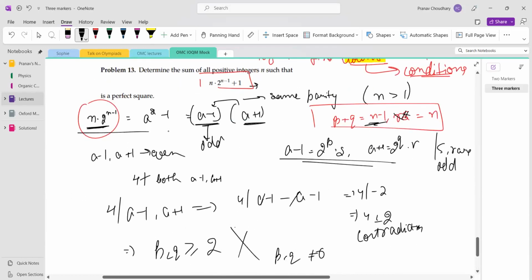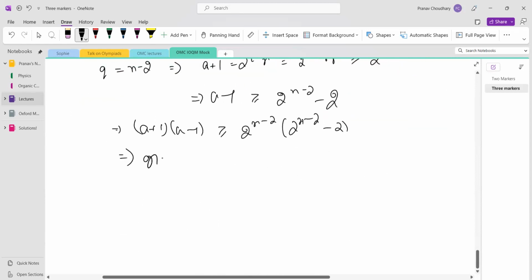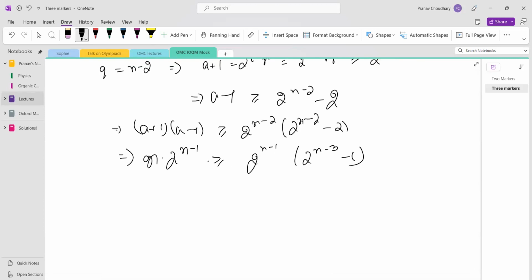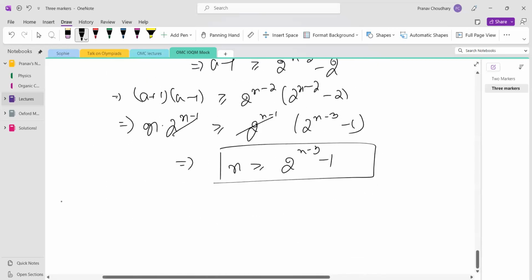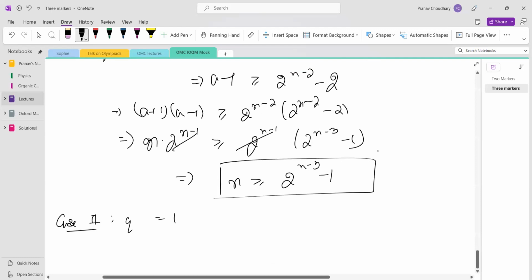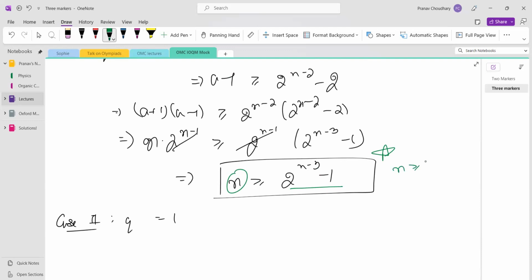And a squared minus 1 from here is n times 2 to the power n minus 1. So this implies n times 2 to the power n minus 1 is greater than or equal to 2 to the power n minus 1 times 2 to the power n minus 3 minus 1. Which means n is greater than or equal to 2 to the power n minus 3 minus 1. So we get this from case 1. Also, once you get this condition, just notice how strong it is. Here you have a linear function, but here you have an exponential thing. You'd expect that after n greater than or equal to 10, definitely this will be bigger. So it just narrows down your conditions a lot.